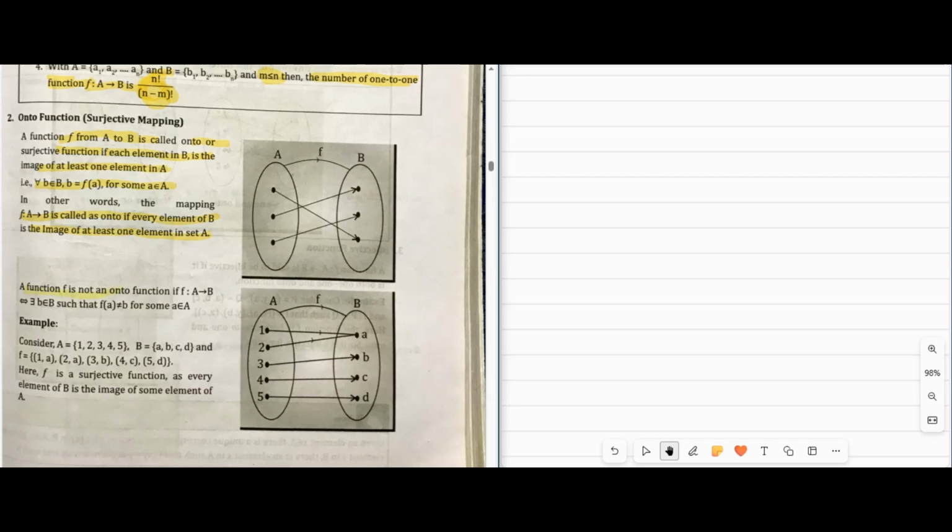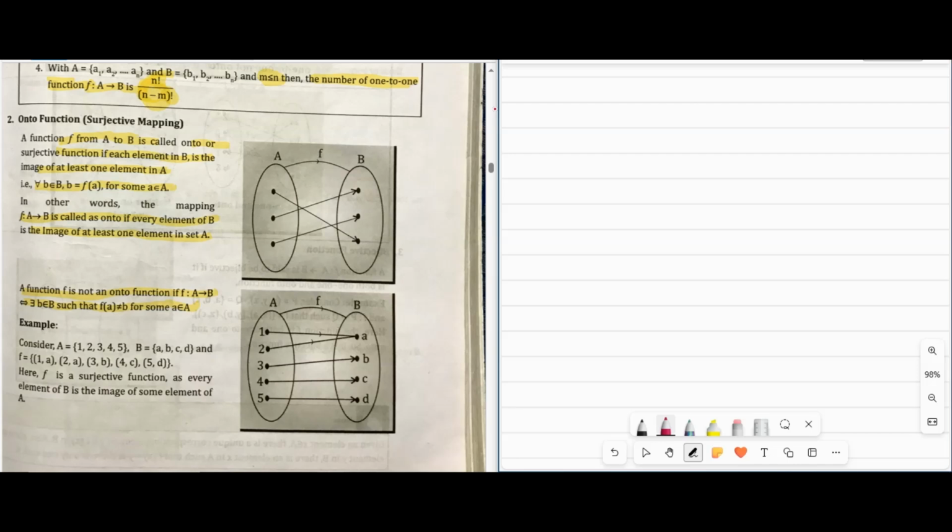A function f from A to B is not one to one if there exists b belonging to B such that f of a does not have the element b for some a belonging to capital A. If x belongs to capital X, there exists y belonging to capital Y such that f of x equals y. This is one way of representing the formula of a one to one function.